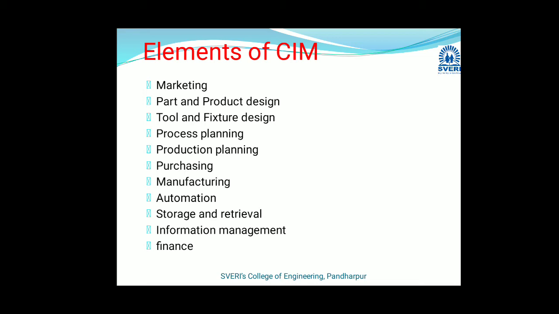And the last one, very important, is finance. It involves proper investment, working capital, cash flow control, accounting, and allocation of funds. This is also a most important part of CIM. We need finance before starting any manufacturing. We have to do proper planning first for investment, working capital, accounting, and allocation of the funds. So these are some important elements of computer integrated manufacturing.